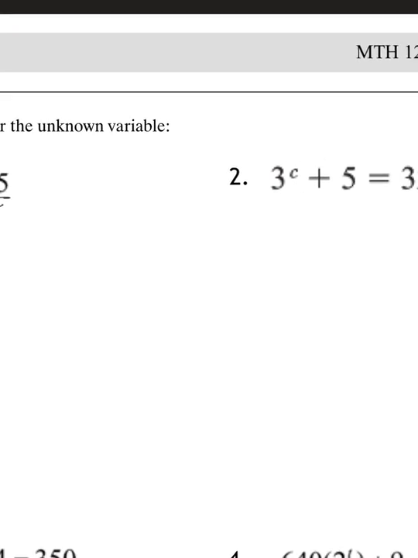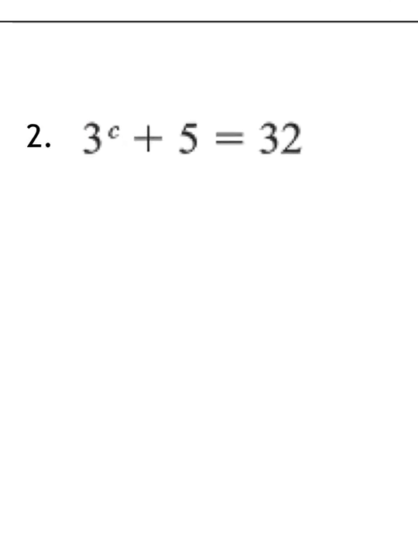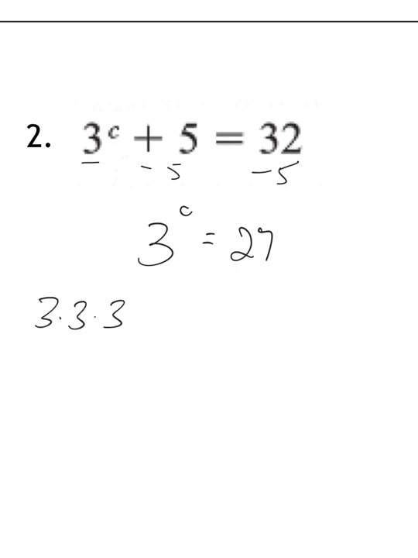If I look at the next example, number 2, I need to isolate my power, so I'm going to have to subtract 5 from both sides. 3 to the power of c is going to give me 27. Just so happens that if I multiply 3 by itself 3 times, that gives me 27. So c must be 3.